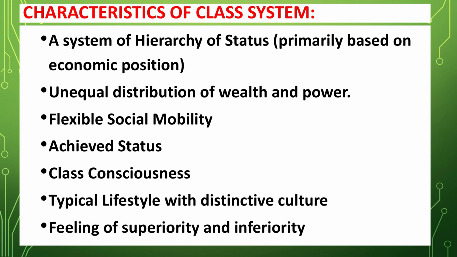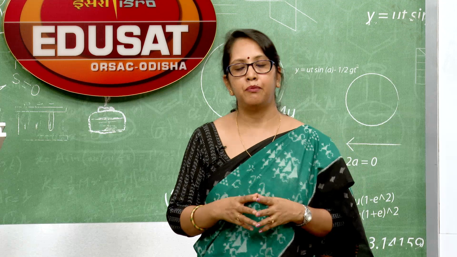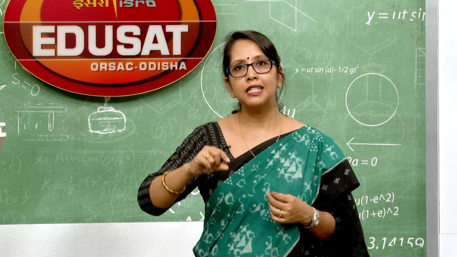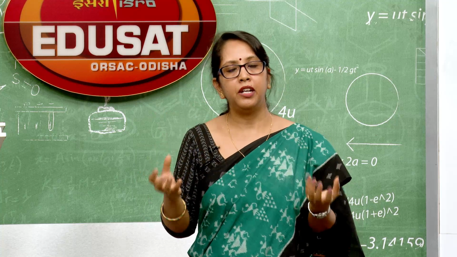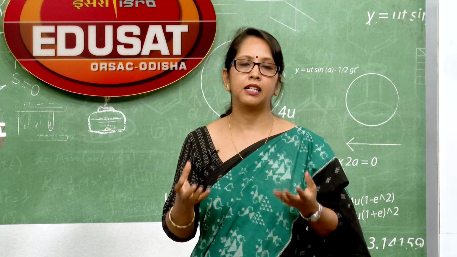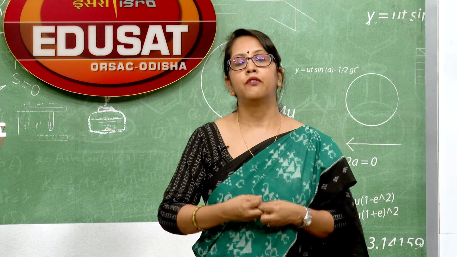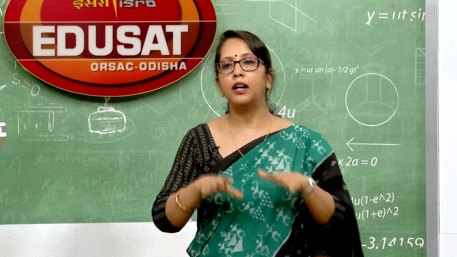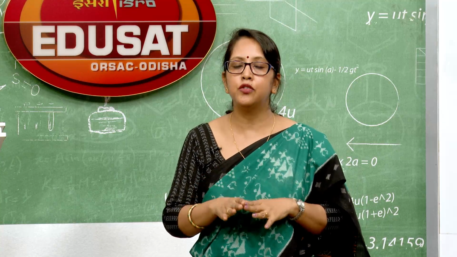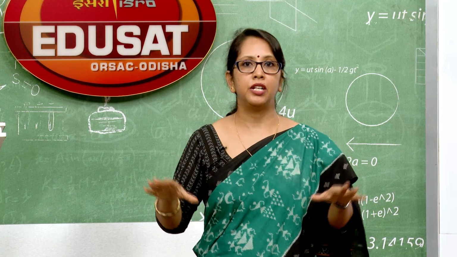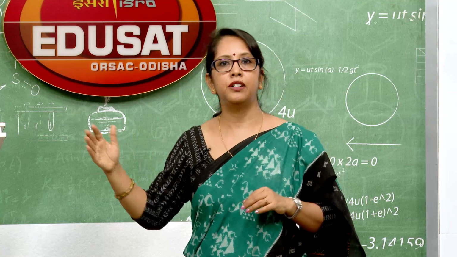And the second characteristic speaks about unequal distribution of wealth and power. As I have told you, all those factors which determine social stratification always result in some kind of discrimination, inequality or segregation. So, in this respect, it is quite obvious that class will be responsible for unequal distribution of wealth and power. That means the people living in society are not going to be in the same economic position, are not going to be in the same social status. So, there is unequal distribution.